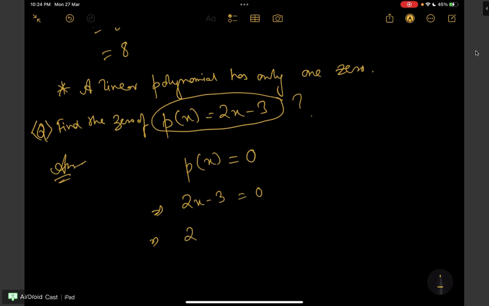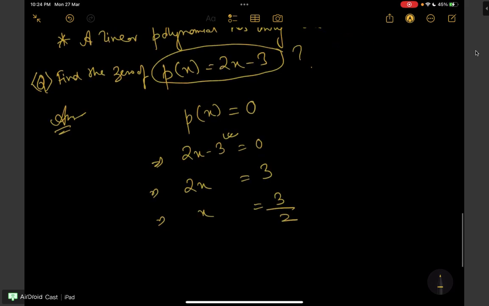Now here we already know from our class 8 concept that we need to separate the variables and the constants. Here −3 is constant, so if it goes to the other side, it will become 3. So with x, 2 is multiplied, so it will become divided. So we are getting how much? x = 3/2. So the 0 of p(x) is 3/2.